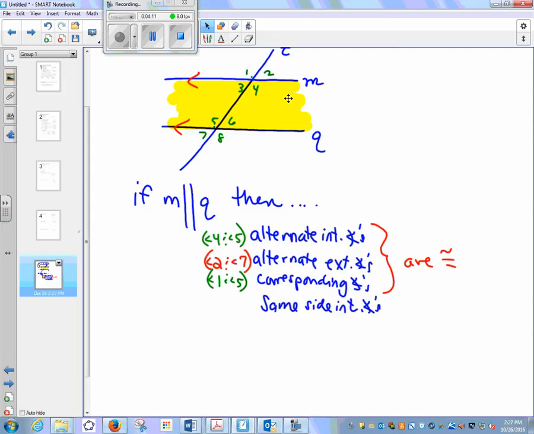What about same side interior angles? Can somebody give me a pair of same side interior? Yep, 4 and 6. And same side interior angles, if the lines are parallel, same side interior are supplementary. Okay, these are the theorems from 1.7.